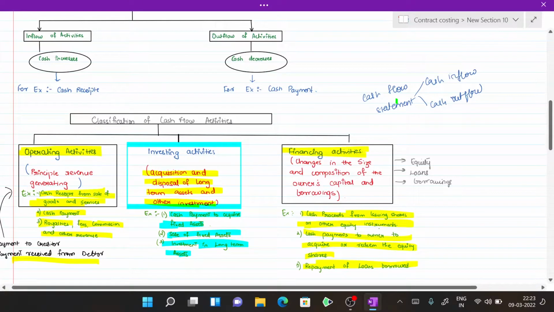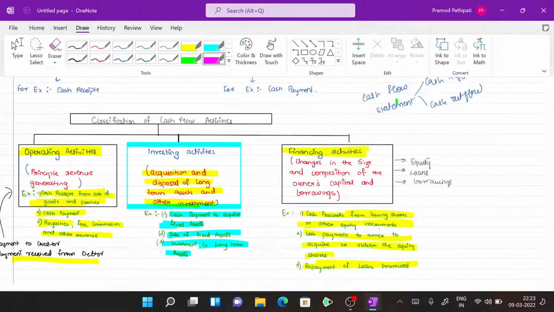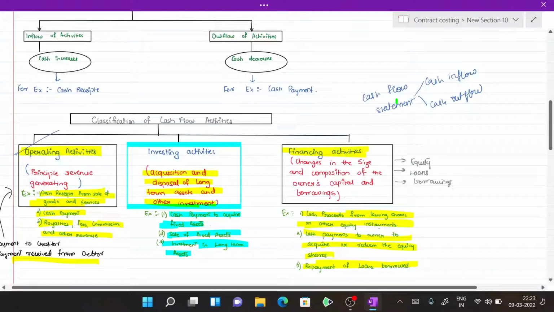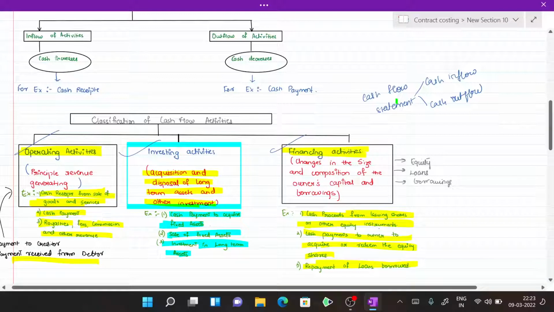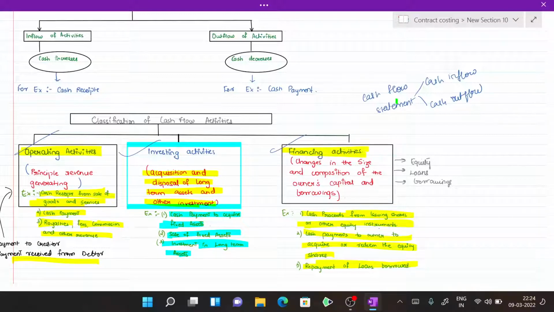Then comes the activities. There are three activities. The first one is the operating activities, then comes the investing, then comes the financing. Operating is our principal revenue generating activity, that is which we do day to day. Investing is a long term activity wherein we invest into long term assets, and the financing activity is the activity wherein we borrow funds to run our business, right?